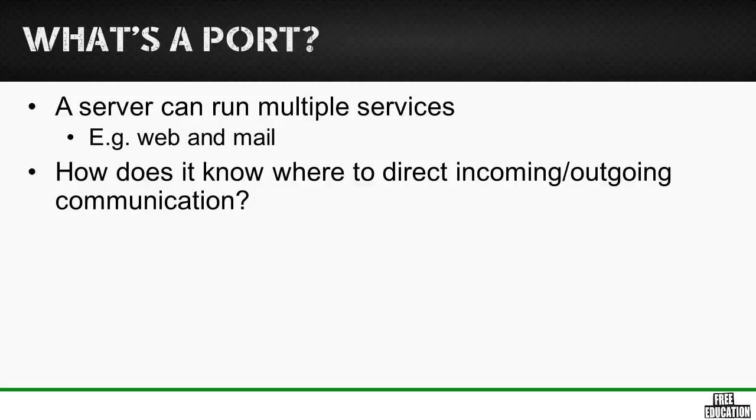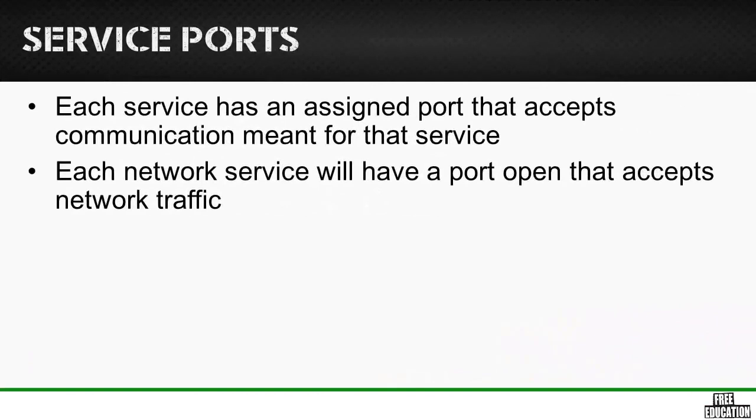Now the question is, how would a server know how to direct incoming and outgoing communication? So for example, if a server is receiving web communication, somebody is asking it for a website, how would it know that this is website traffic and where would it direct to, as opposed to, say, for example, email traffic? This is where service ports come in place.